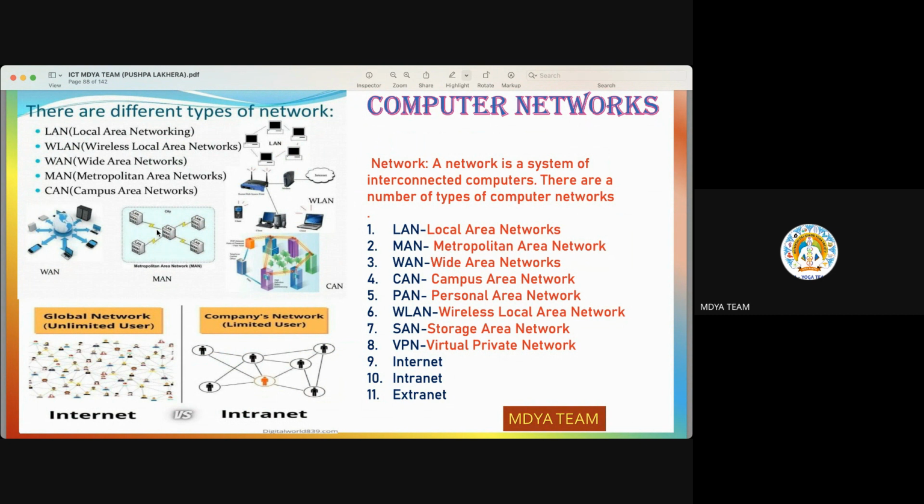And then it comes WAN. WAN is wide area network. Wide area network means the area covered to connect these computers will be somewhat larger. Larger in the sense that you are using telephone lines or other telecommunication devices to link computers in widely separated locations. So it covers cities. So this is again larger as compared to the LAN. And then CAN is campus area network.